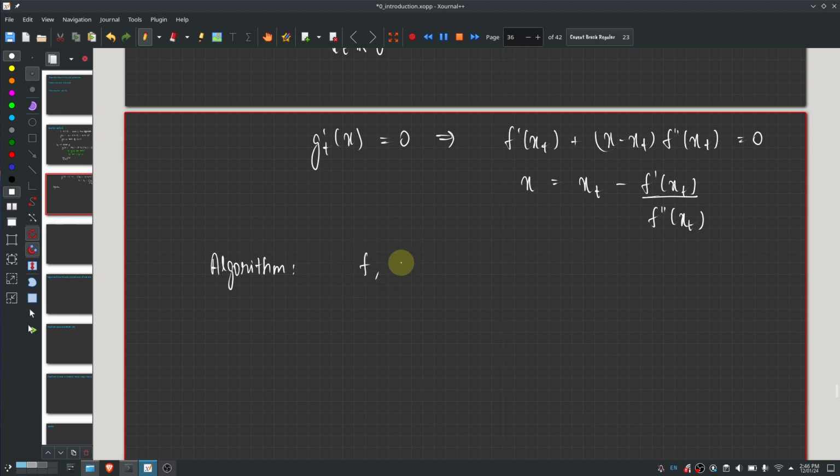You are given f, and you start with some x0, and you keep repeating the following: for i equal to 1, 2, 3, and so on, you set xi to be equal to xi minus 1 minus the derivative of f evaluated at xi minus 1 divided by the second derivative of f at xi minus 1. x naught is some arbitrary initial choice. Okay?